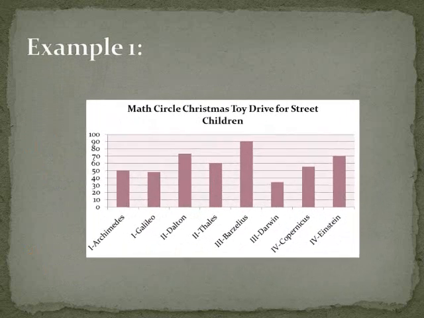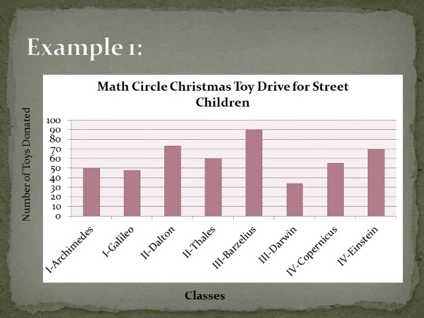We have here the graph for example number 1. The math circle Christmas toy drive for street children. First-year Archimedes donated about 50 toys. First-year Galileo donated about 48 toys. Second-year Dalton donated about 72 toys. Second-year Tallis donated about 60 toys.